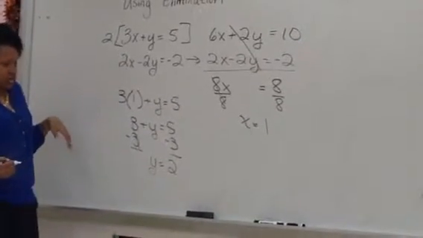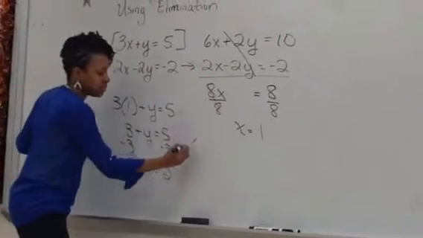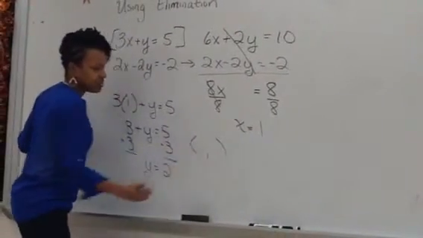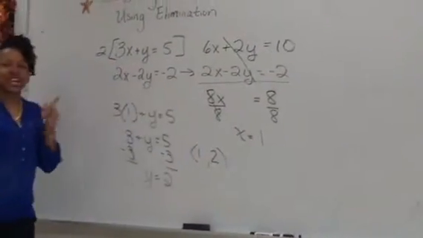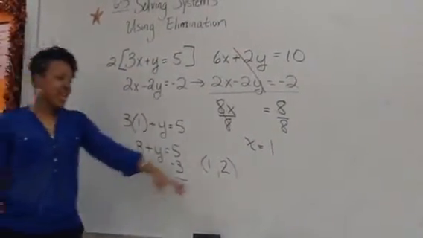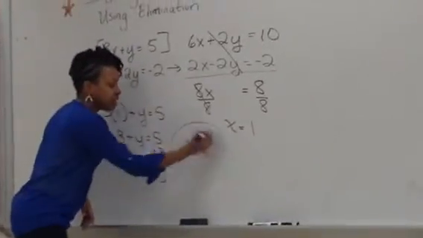So my final answer, how would I write it? 2, 1. Oh, you did it, JR. You did it. 1, 2. I'm sorry, you flipped it. Be careful. Don't flip it. X goes first, Y second. So your final answer is 1, 2.